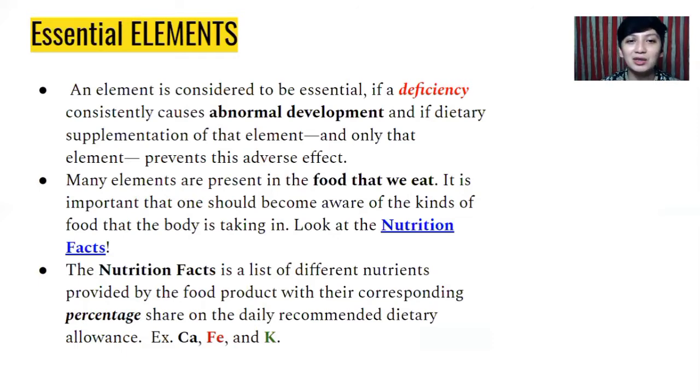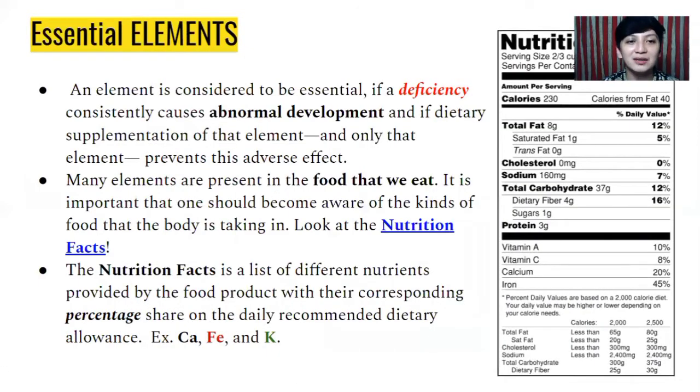An element is considered to be essential if a deficiency consistently causes abnormal development, and if a dietary supplementation of that element and only that element prevents this adverse effect. Many elements are present in the food that we eat. It is important that one should become aware of the kinds of food that the body is taking in. Look at the nutrition facts.